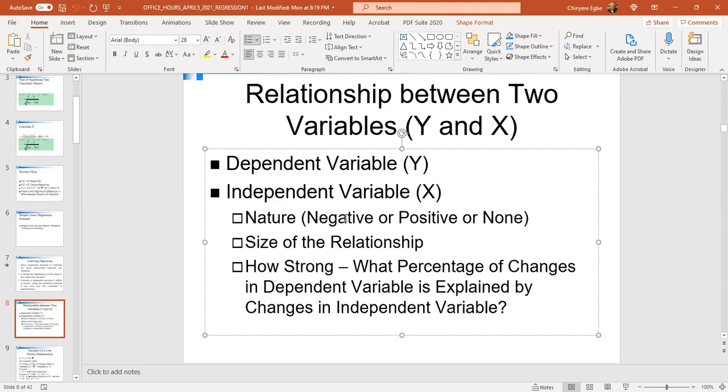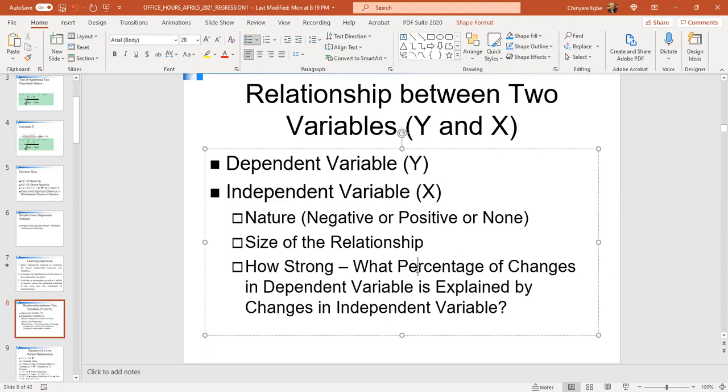For each $1 increase, 1 unit increase in the price of a good, how much is the quantity demanded reduced? Okay, and then finally we ask ourselves, how strong is the relationship? For example, we know that the larger the family size, the more the expenditure on food. But the question is, how much does family size actually affect the amount you spend on food?